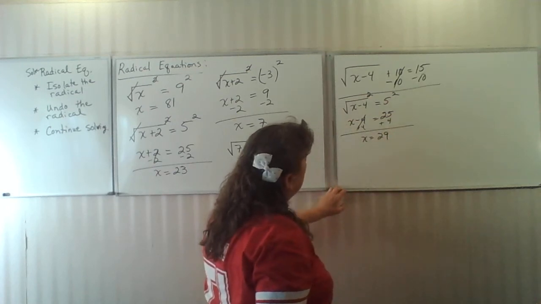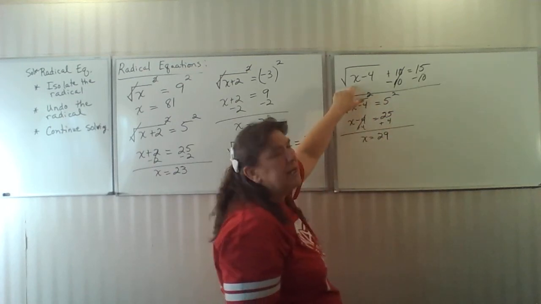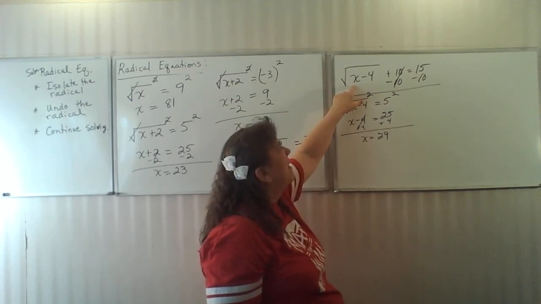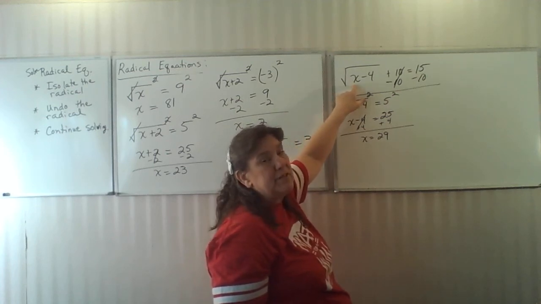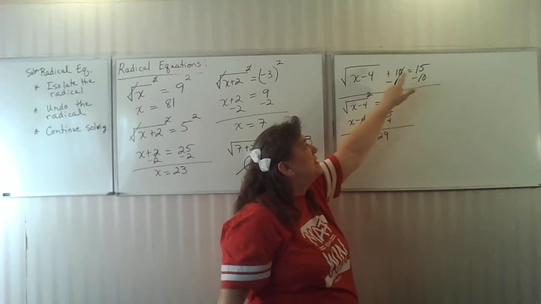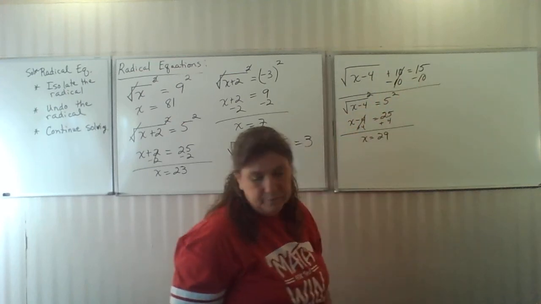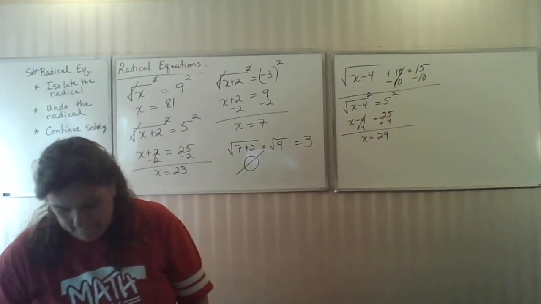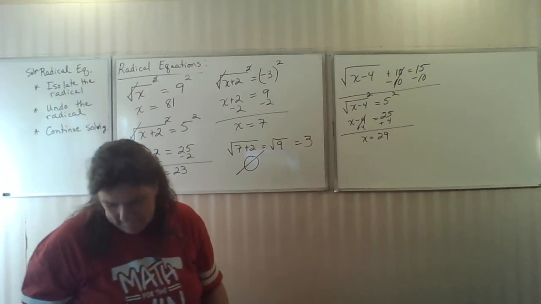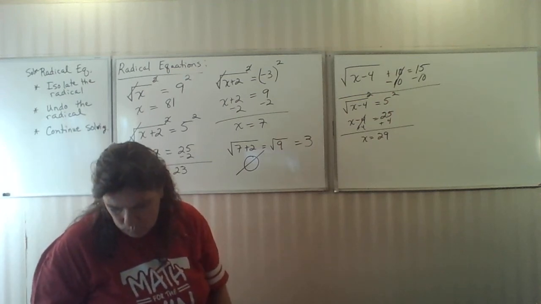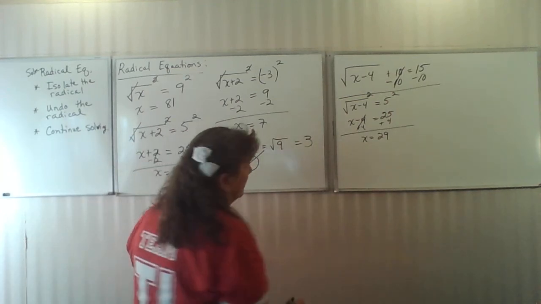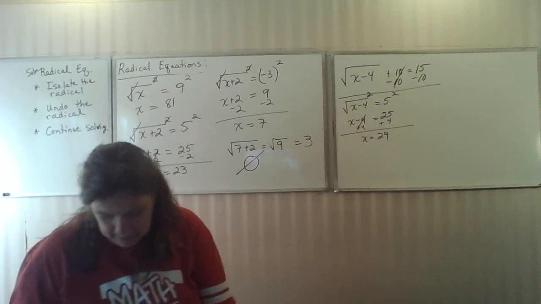And now, think about it. If I put it back in, 29 minus 4 is 25. Square root of 25 is 5, and 5 plus 10 is 15. One more before I'm out of room.